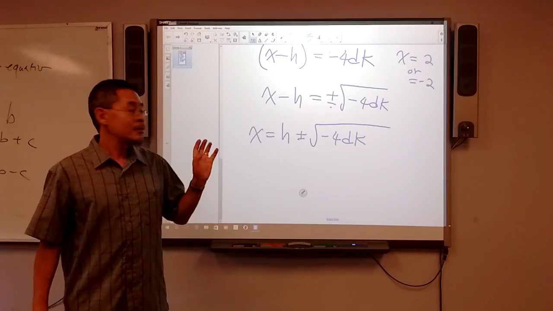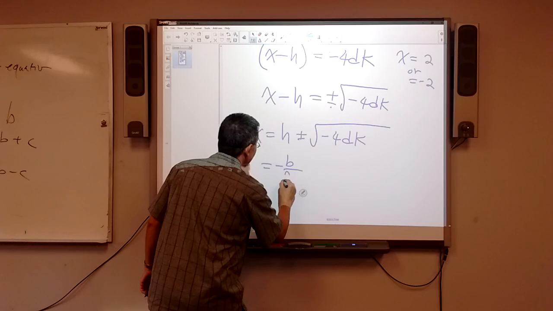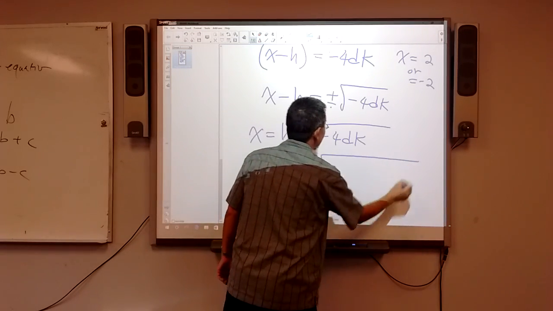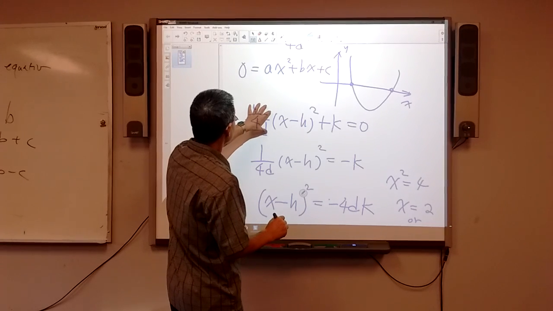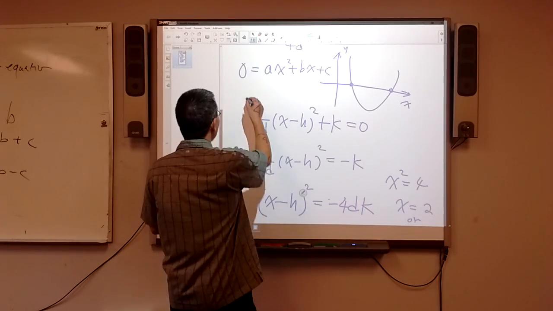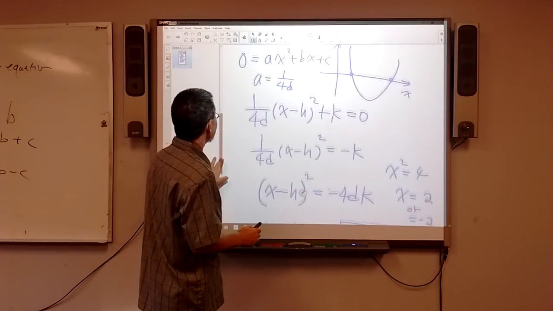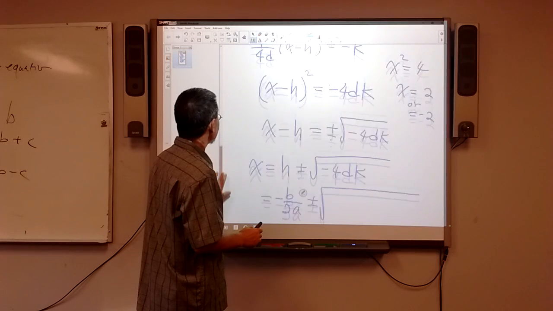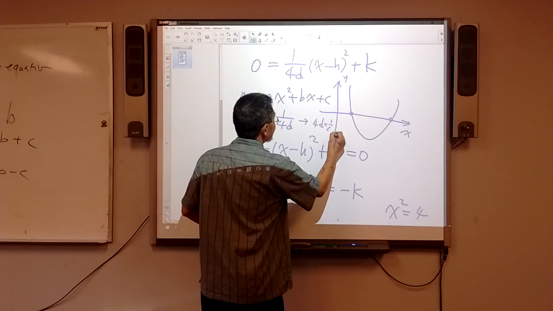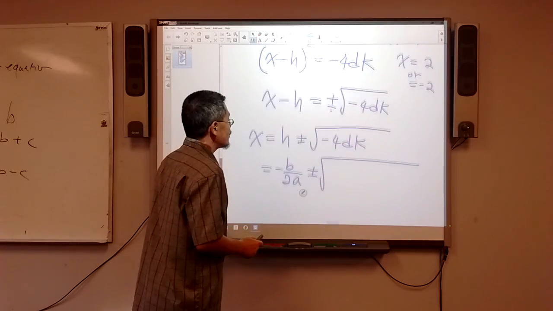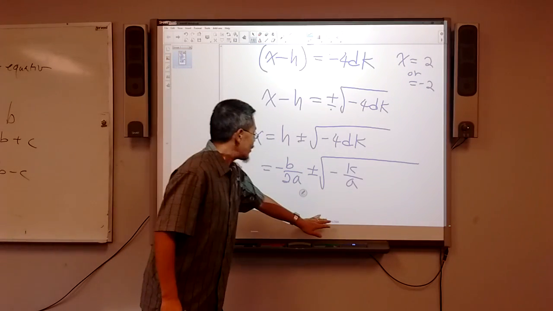We good on here? Okay, so what is our h? Minus b over 2a. Now, what is our k? First of all, we know that this is our a, right? Remember we said that this a is equal to 1 over 4d, basically what's in front of it, right? So therefore 4d is equal to what? 4d is equal to 1 over a, right? So that gives us 4d is 1 over a, and therefore what we got here is minus k over a, right? You good on there? Okay, what's our k then?